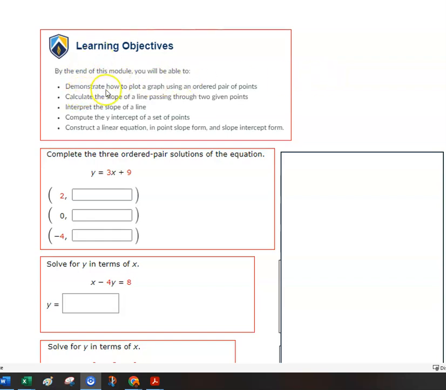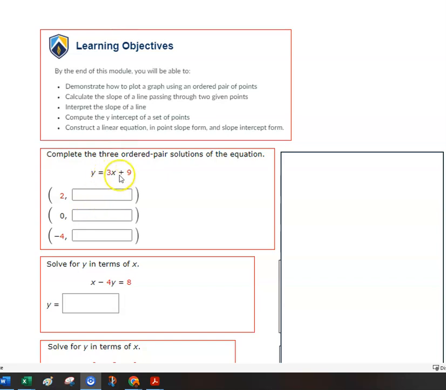So the learning objectives are to plot and graph using ordered pairs, calculate the slope, interpret the slope, compute the y-intercepts, and construct a linear graph. So I picked some of the questions I got from, I believe it was one of the quizzes, to go over. So one of them was complete the three ordered pairs.